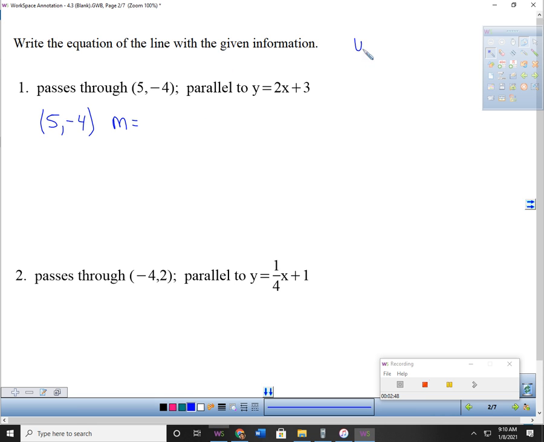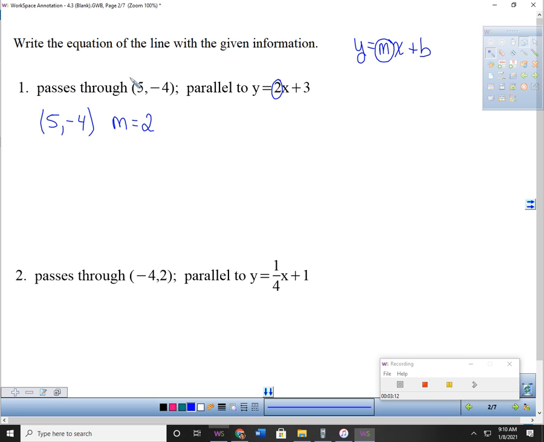And remember, when you're in that form, y equals mx plus b, see how I have y equals a number times x plus a number? The slope is always the number that's in front of the x, right? So if I'm parallel to this line, and this line has a slope of 2, then that means my slope is also 2. So let me reiterate that.